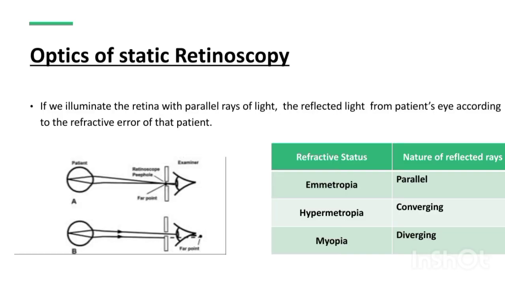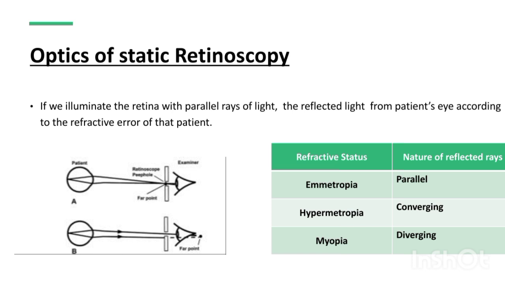Now we come to the optics of the static retinoscope. What we are doing basically in retinoscopy is switching on the retinoscope and shining it in the patient's eye. The retinoscope light goes through the pupil, reflects from the retina, and gets back to the peephole of the retinoscope. When this light reflects from the retina, it tells us about the power of the patient's eye. So these reflected rays have three different characteristics.